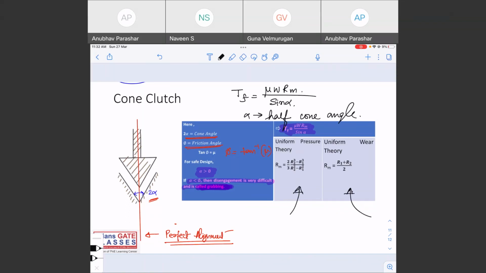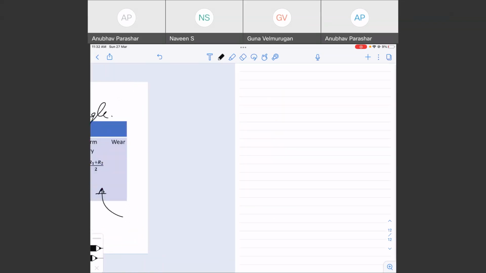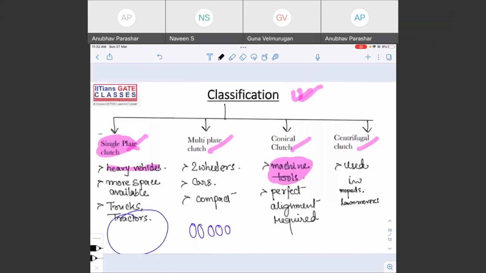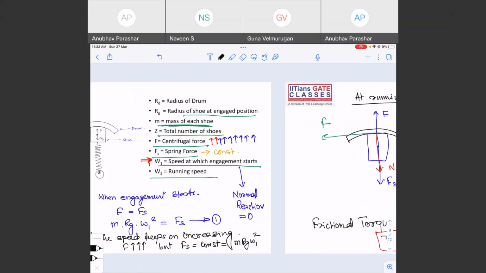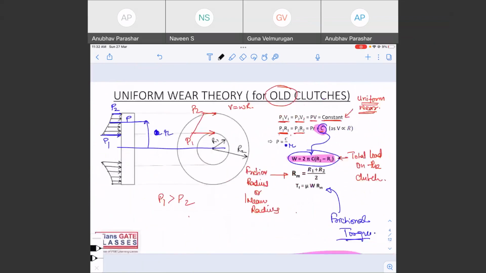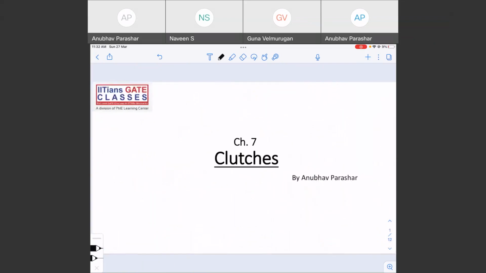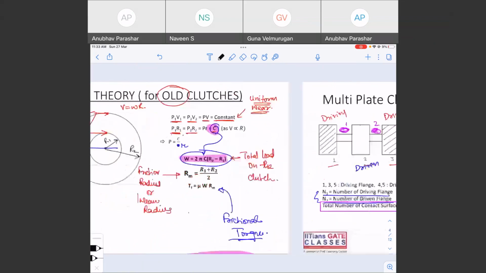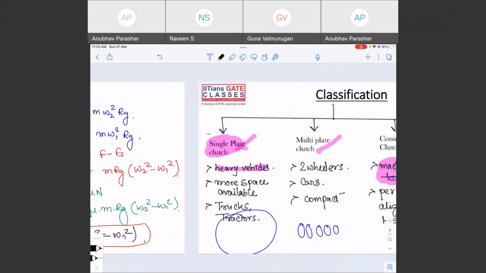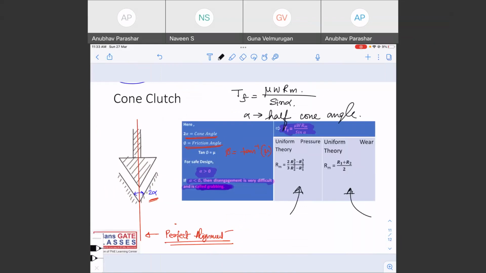I hope it is clear, simple, nothing much to worry about. So we have done 2 chapters today, clutches and brakes. Any doubt, tell me. Throughout the lecture, anywhere, if you have any doubt, you can tell me.